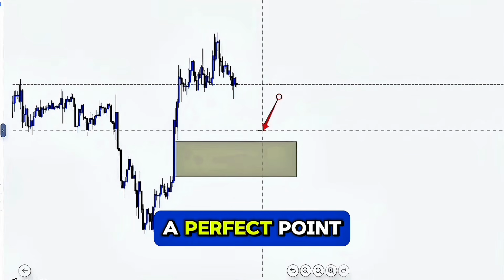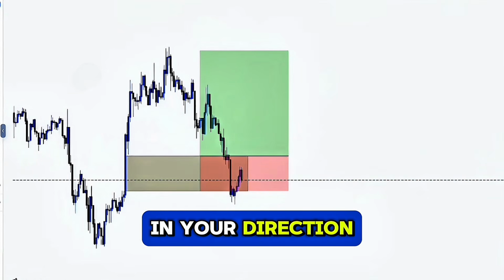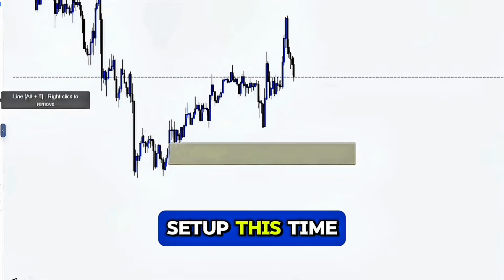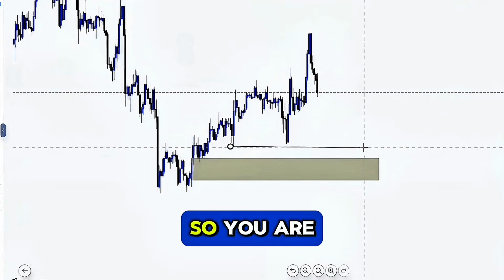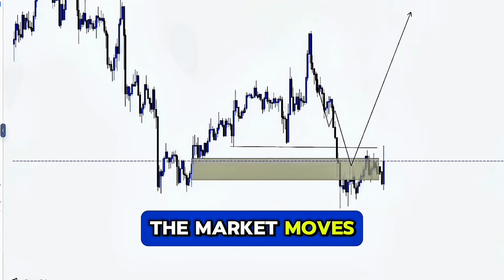Imagine you spot a perfect point of interest on the higher time frame. You place your trade, and just before the market moves in your direction, it stops you out. A few days later, you find another setup. This time, it even has inducement, so you are more confident than before. You take the trade, but once again, the market moves against you.